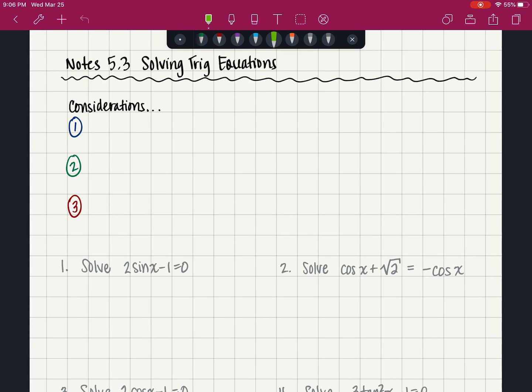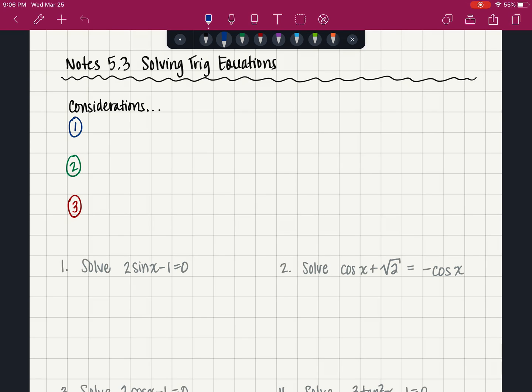We are going to solve trig equations. So just like any algebra equation, we are going to try to isolate our terms with our variables, and then we're going to eventually get to solve for values of that variable. When we're solving trig equations, there are a few considerations that we need to make sure that we cover.